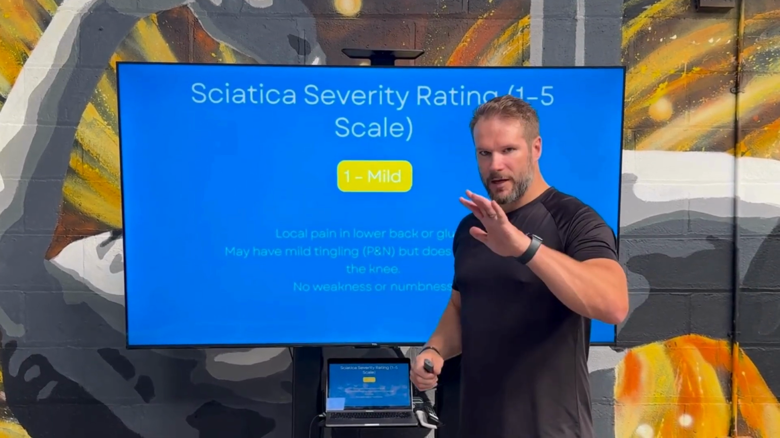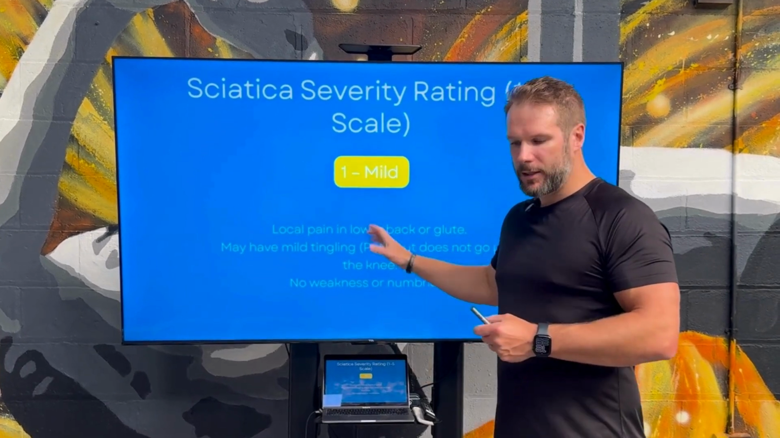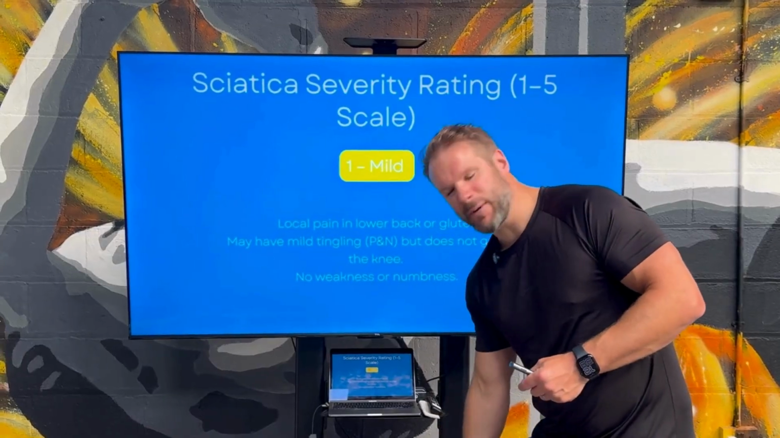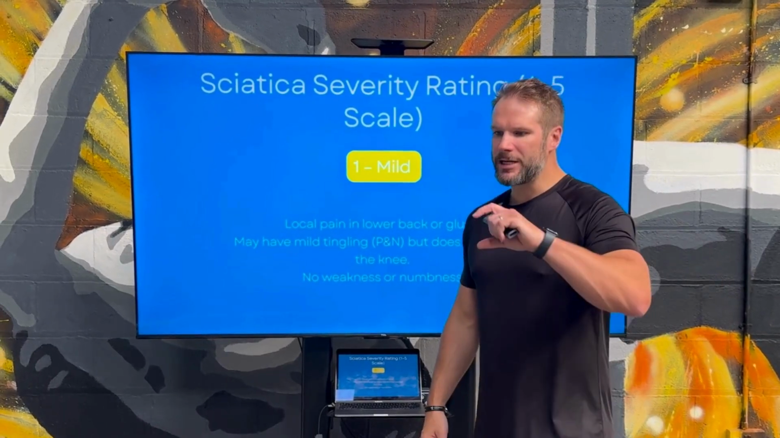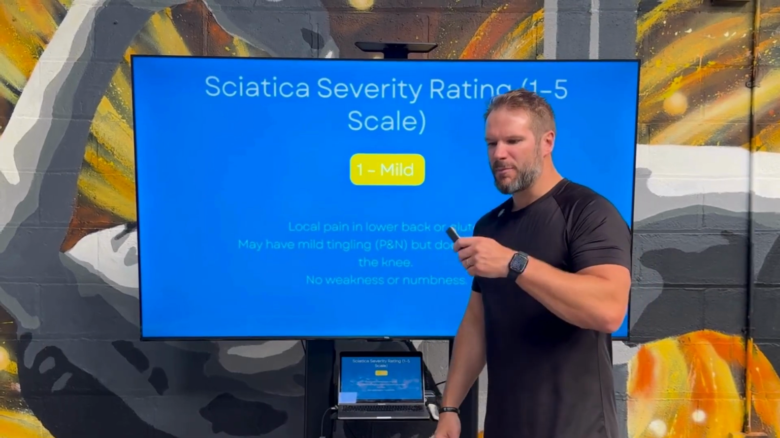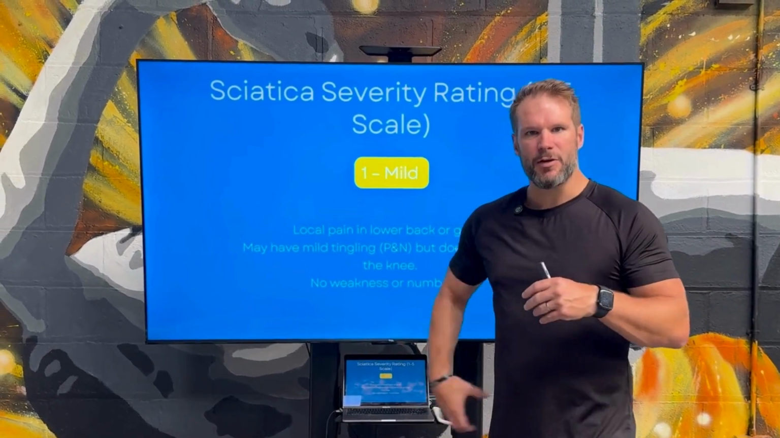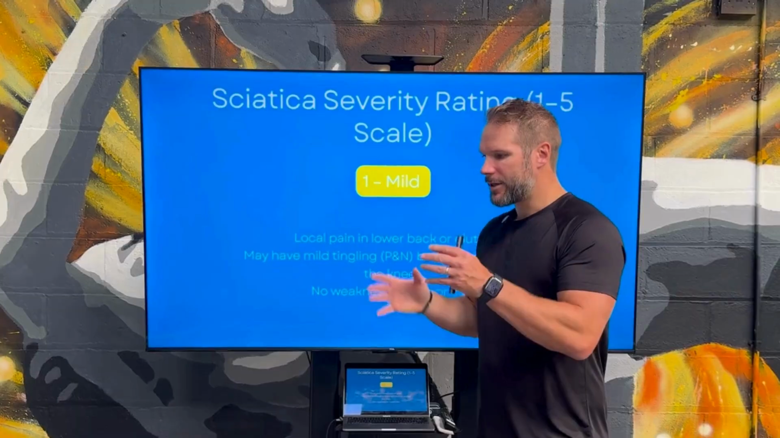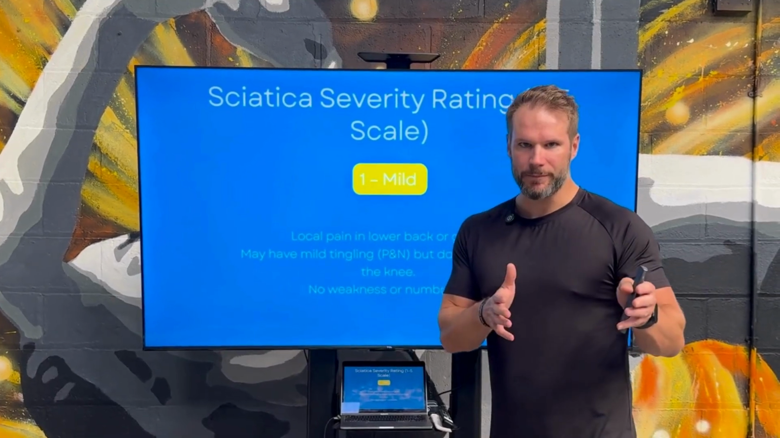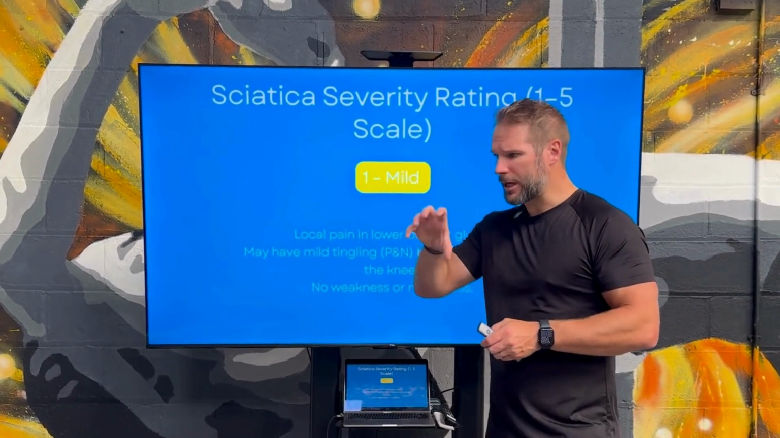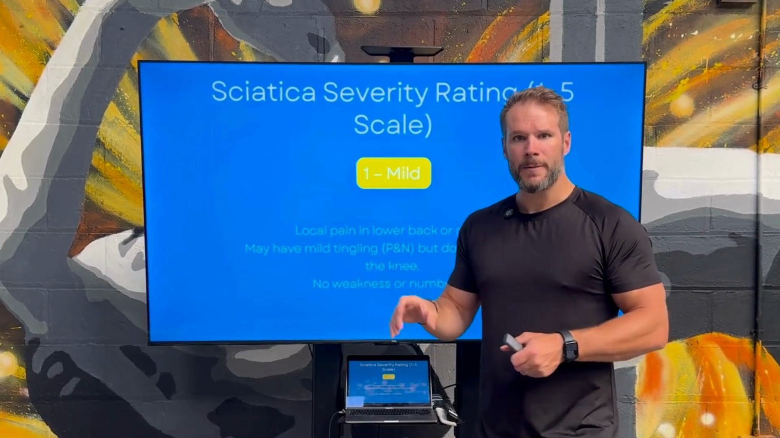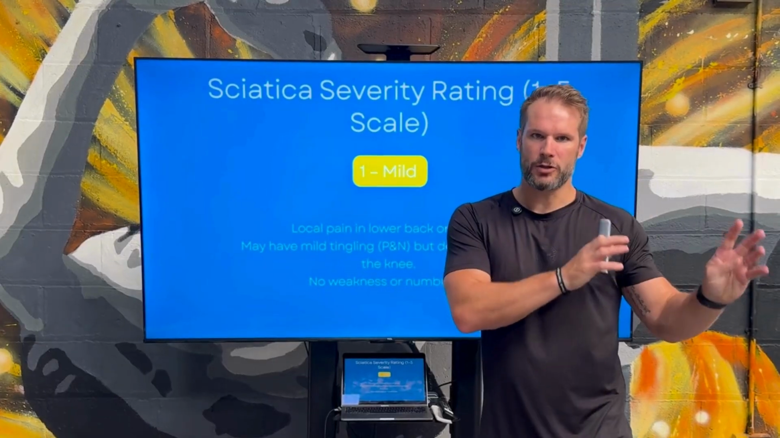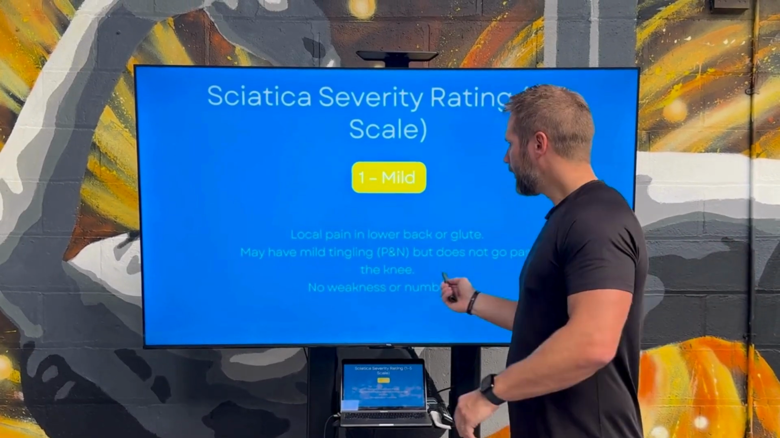Okay, so there's 5 levels. 1 is mild, so you might have some local pain in your lower back into the glute. You may even have pain down your leg, but it doesn't pass the knee. You don't really get any associated symptoms, but you may get some pins and needles, but they're typically around your lower back and glute area. They don't go all the way down into your feet. Okay, that's mild. Now that doesn't mean you have true sciatica. That can be caused by other conditions. So that's why we say it's mild, level 1. So it could be something else, but it could be the start of true sciatica.